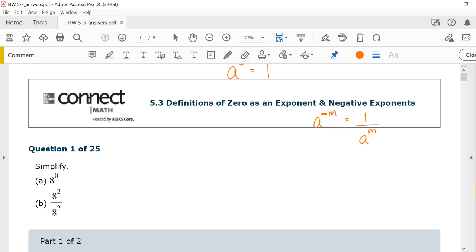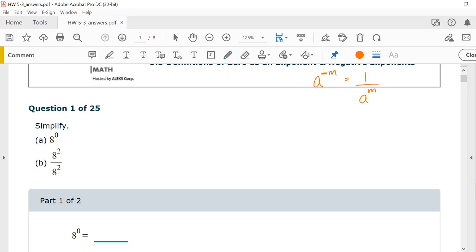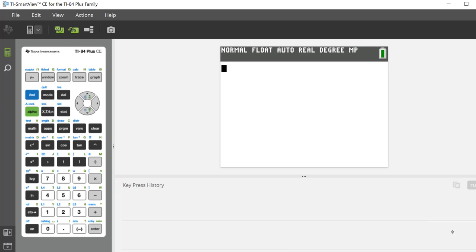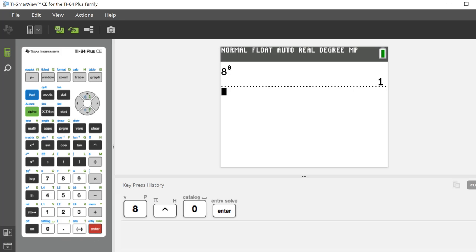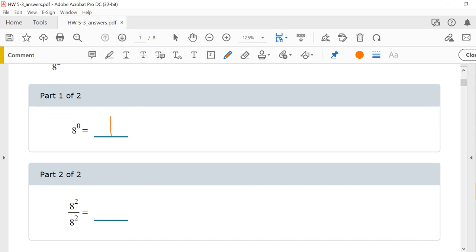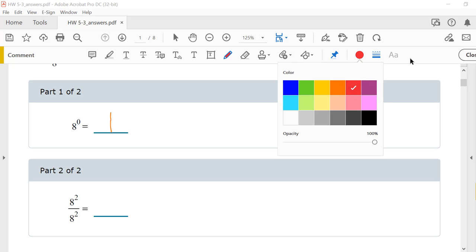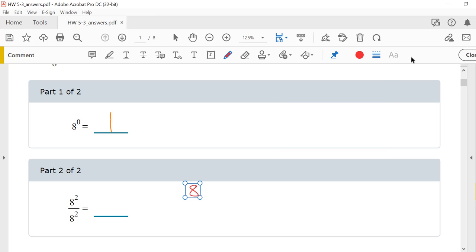All right, so number 1, simplify. You have 8 to the 0. Anything to the 0 power is 1. If you want to see that on the calculator, 8 to the 0 power is 1. Okay, the second part of the problem, 8 to the 2 over 8 to the 2. If we use our rules of exponents, that's 8 to the 2 minus 2, which is 8 to the 0, which is 1.